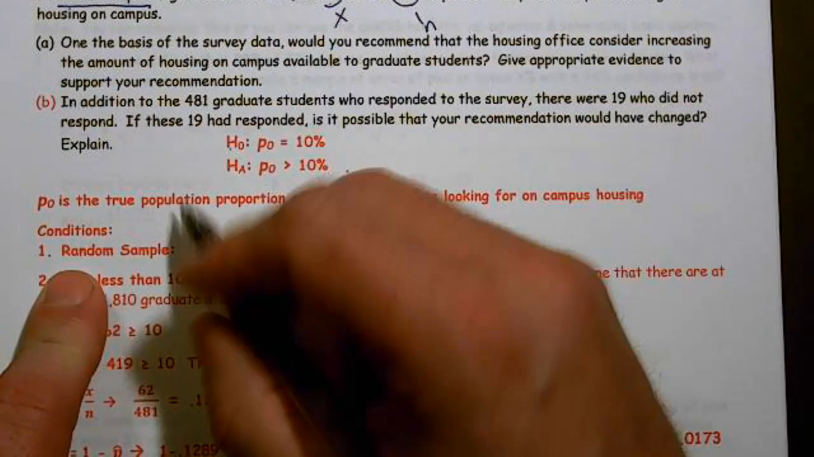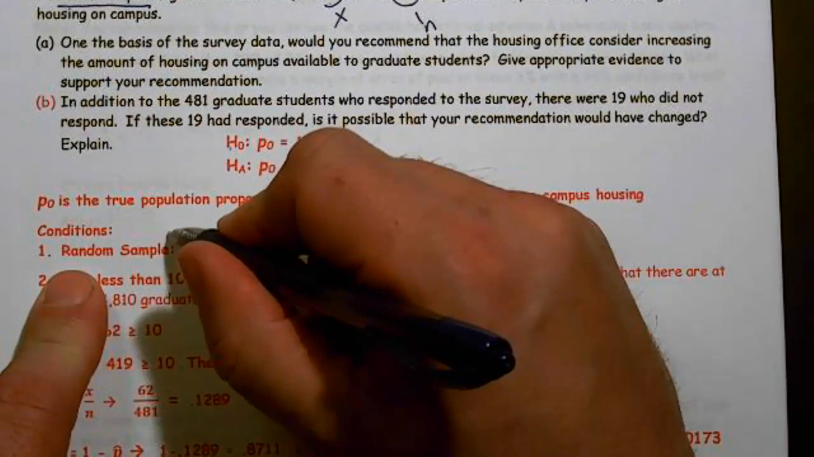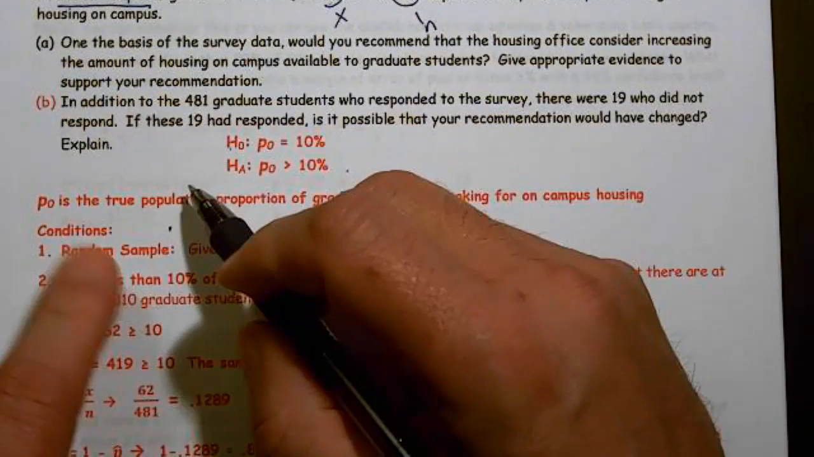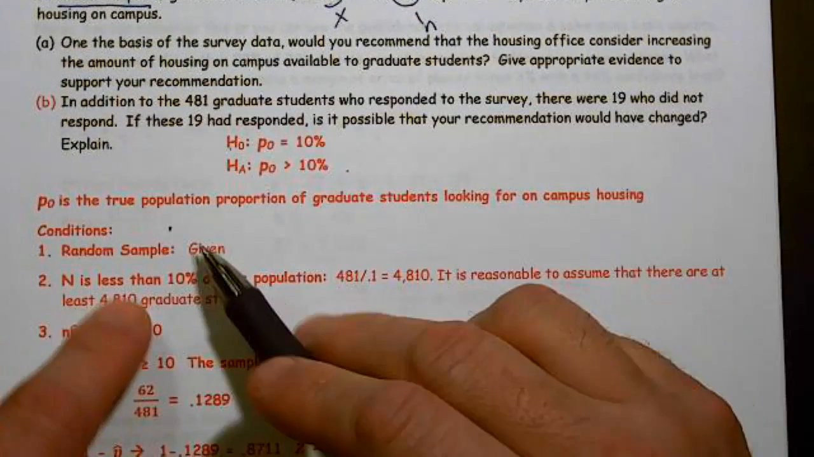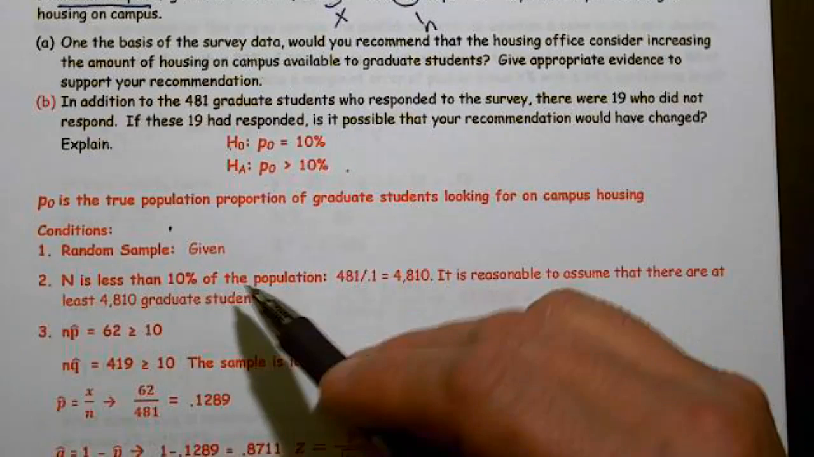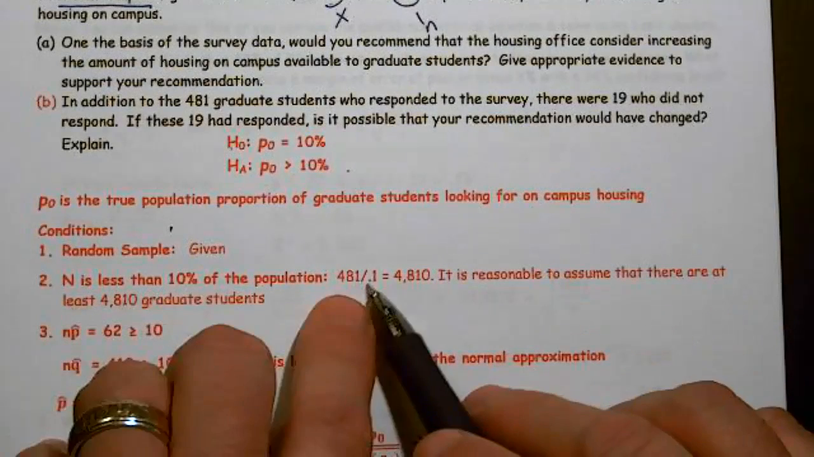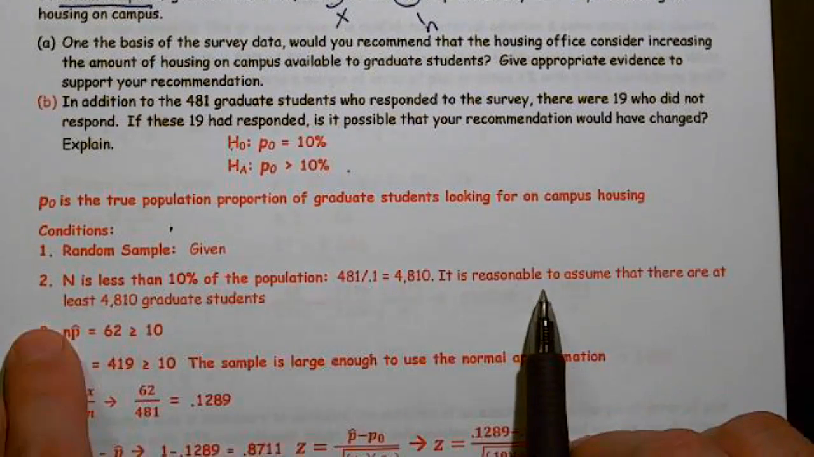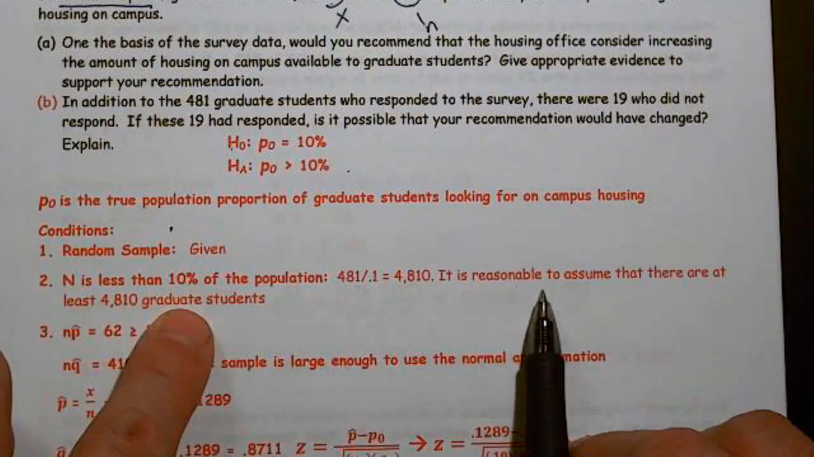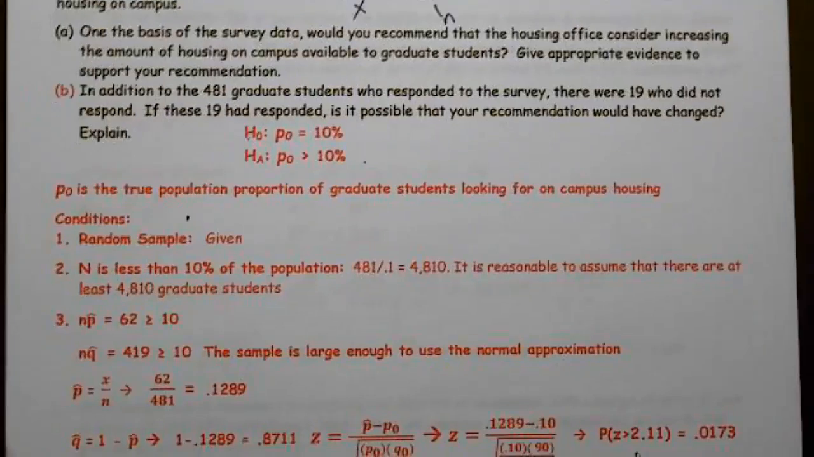Conditions: random sample, and it was a random sample of 481 students. Or a random sample was given, I should say, and it is less than 10% of the population. So we have 481 divided by 0.1. It's reasonable to assume that there are at least 4,810 graduate students, probably a large school.